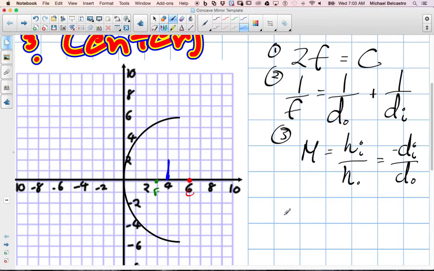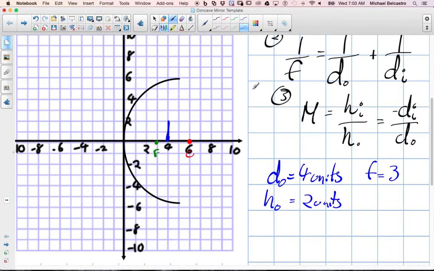So what that means is the distance of our object is 4 units, and the height of our object is 2 units. We also know, since the center is at 6, that the focal point is at the value of 3, and you can plug that into this equation here if you're unsure. So we can use this information to figure out the rest of what our image will look like, and then we can show, using the reflection of the mirror, how that works out.